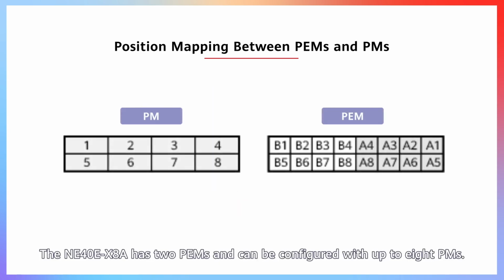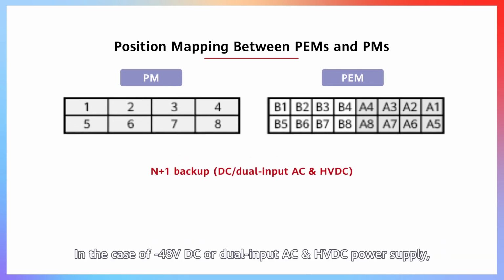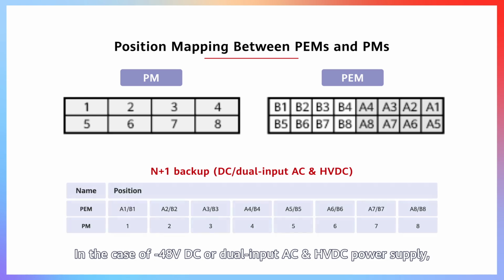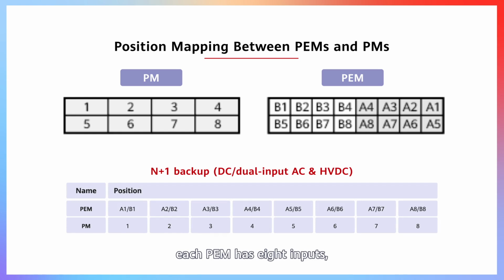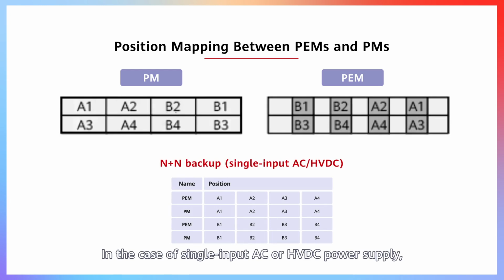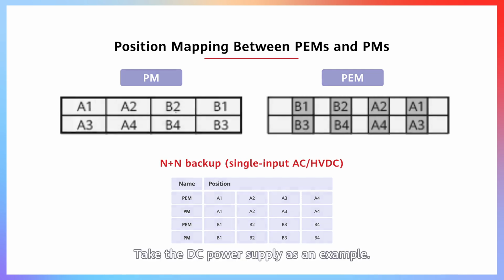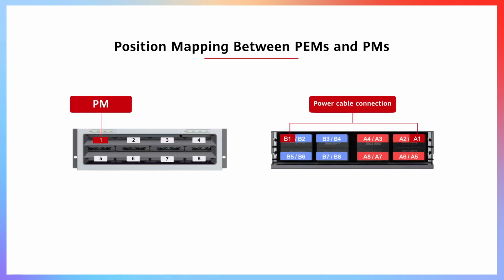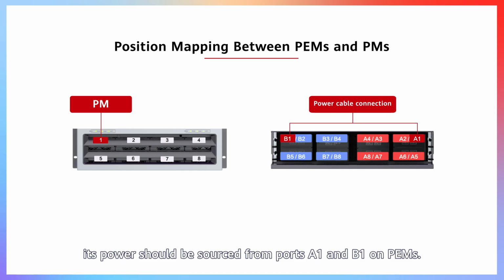The NE40E-X8A has 2 PEMs and can be configured with up to 8 PMs. In the case of -48-volt DC or dual input AC and HVDC power supply, each PM has 2 inputs, totaling 16 inputs, which are from power sources A and B, respectively. In the case of single-input AC or HVDC power supply, each PM has 1 input, totaling 8 inputs, with each input corresponding to 1 PM. Take the DC power supply as an example. For the PM installed in slot 1, its power should be sourced from ports A1 and B1 on PEMs.